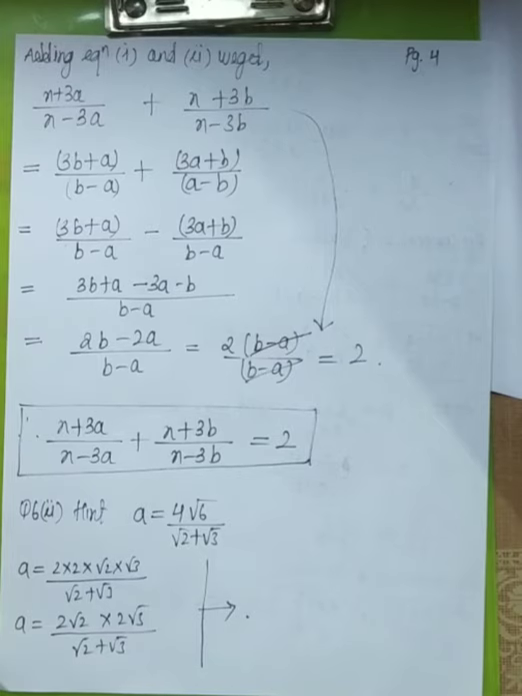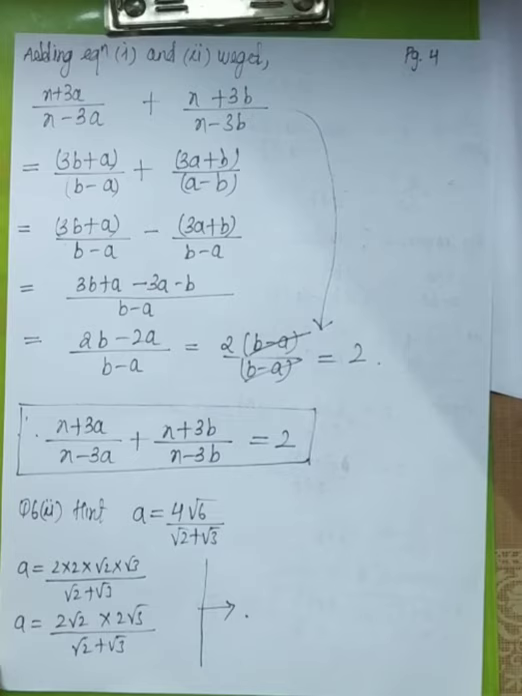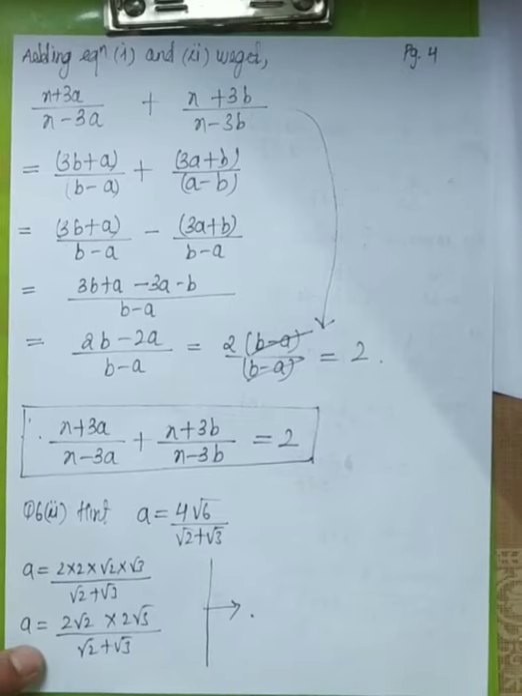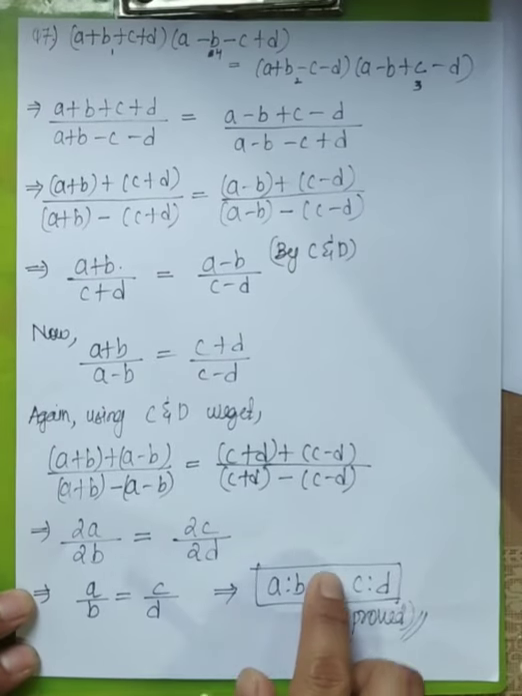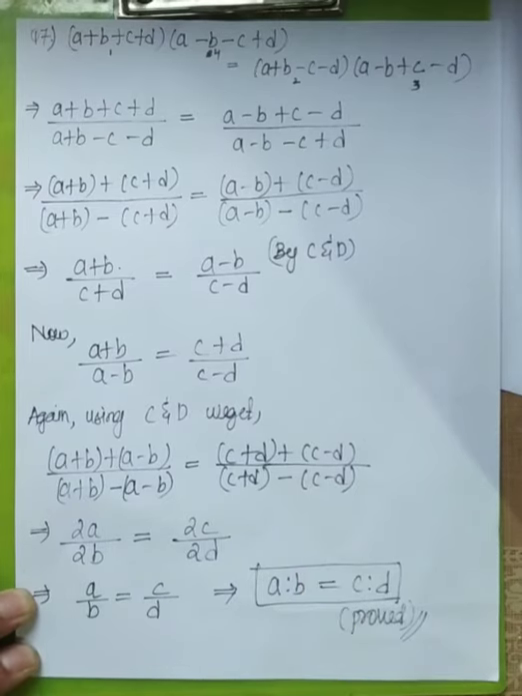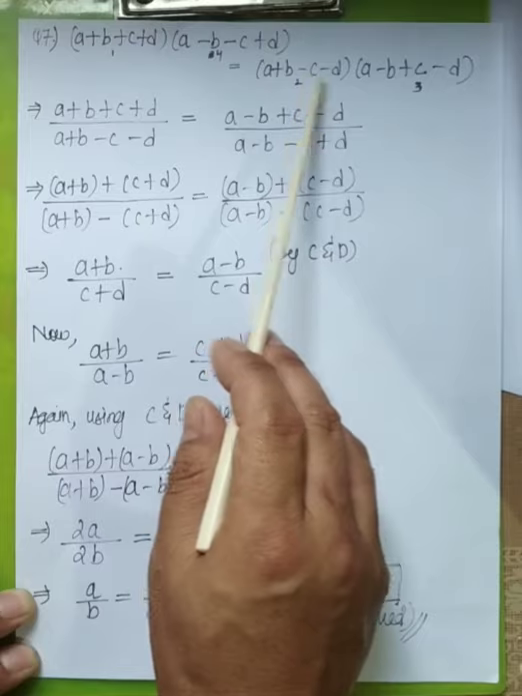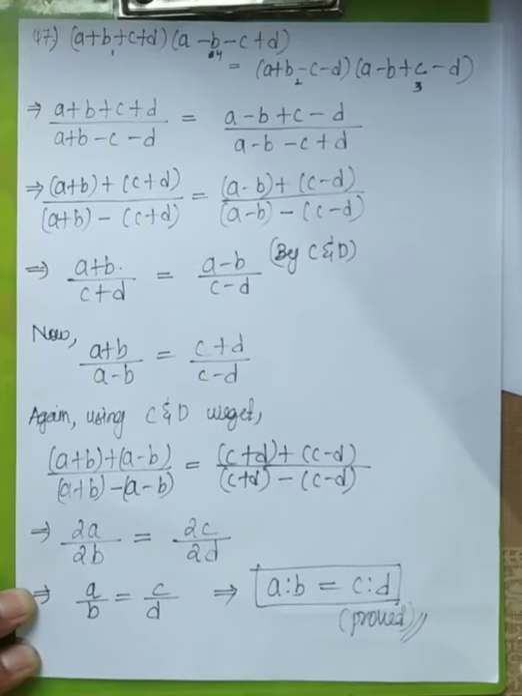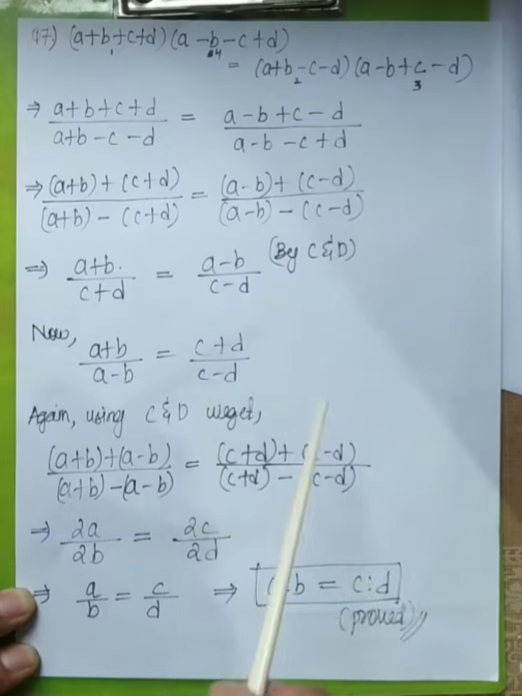The hint I've written out here: make again 2 parts, first part and second part, and then solve. Okay, so pause the video to note down. Okay, let's proceed. I am now moving to question number 7. Please read question number 7. This is the given condition. If this is the given condition, then you have to prove that a by b is equal to c by d.